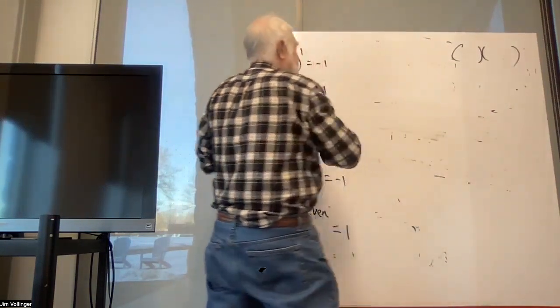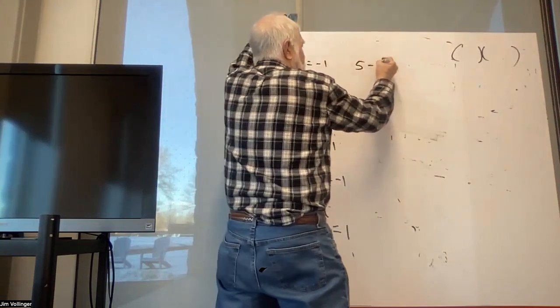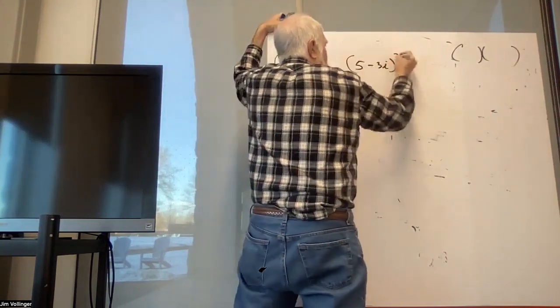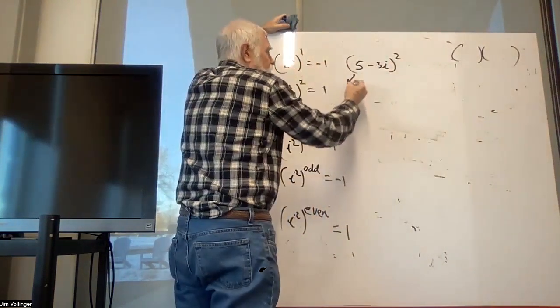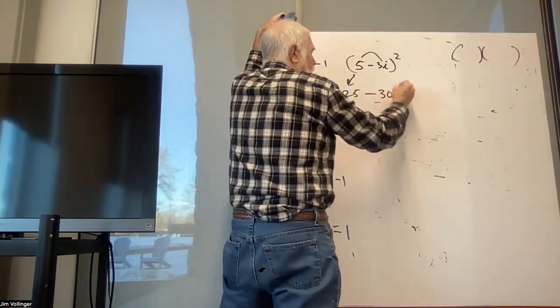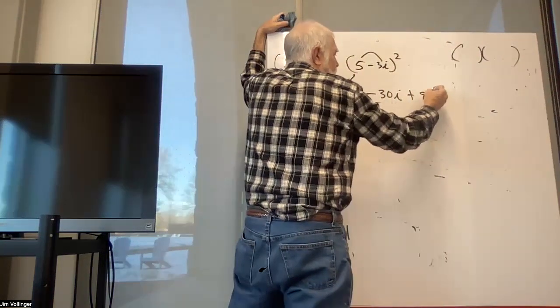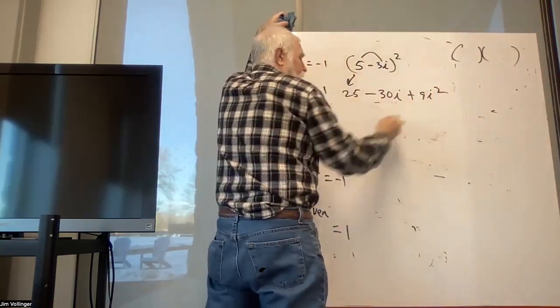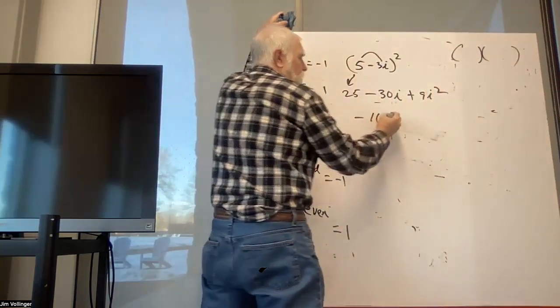Okay, another one. Let's do 5 minus 3i. And remember, you're stopping the video. I'm just going to do it. Square the first term, double the product, minus 30i. Square gets you positive 9i squared. 25 minus 9 is 16, minus 30i.